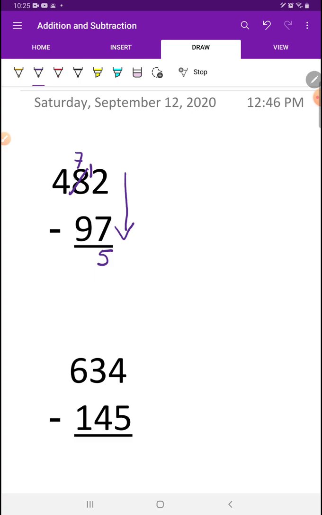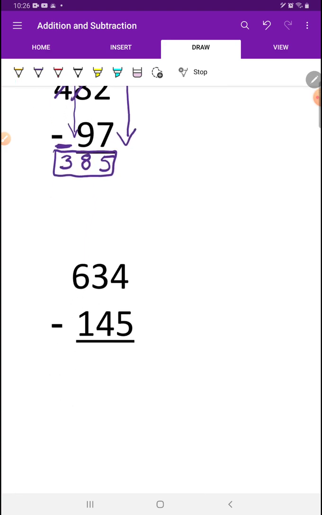Now I have to do, again, I'm going down. 7 minus 9. Well, 7 minus 9 is not possible because 7 is smaller than 9. So I'm going to cross out the 4 and I'm going to write a 3 this time because 3 is 1 smaller than 4. And I'm going to put my 1 over here. So now instead of a 7, I have a 17. And 17 minus 9 is 8. And then 3 minus, well, there's nothing here, is there? So 3 minus nothing is 3. So my answer is 385.